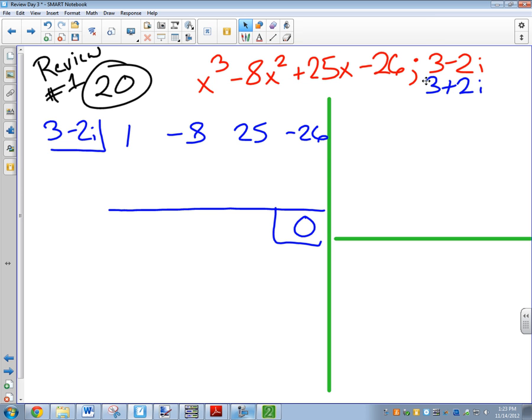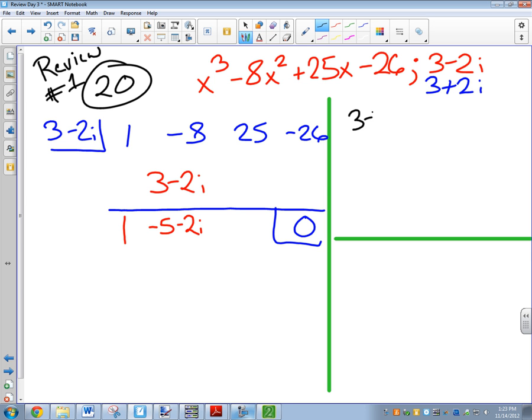So here I go. I bring down my 1. I multiply 3 minus 2i. When I combine negative 8 and 3 minus 2i, what do I get? Negative 5. I combine those two things. The minus 2i still stays there. Now what do I need to do? FOIL. Taking this times that. So over here, I'm going to do that.